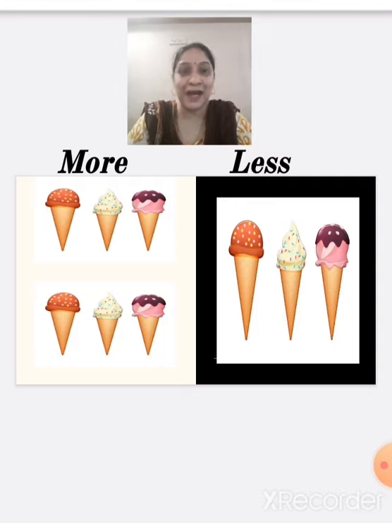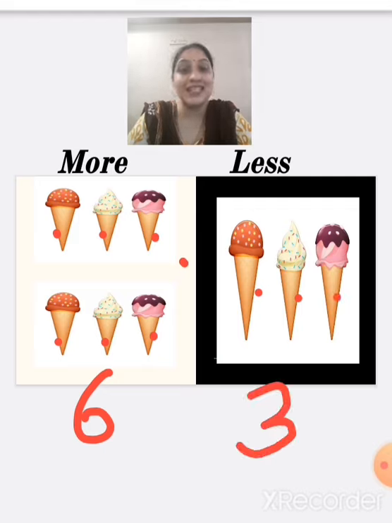Yes, yummy ice cream. Let us count them. 1, 2, 3, 4, 5, 6. Six ice creams in this set. 1, 2, 3. Three ice creams in this set. So children, this set is more and this set is less.